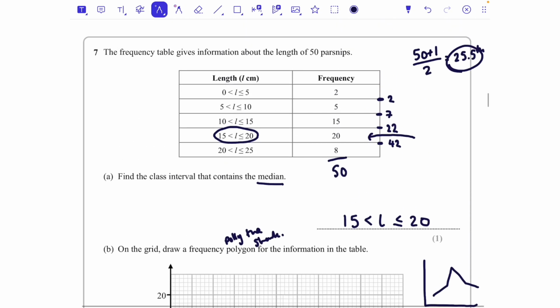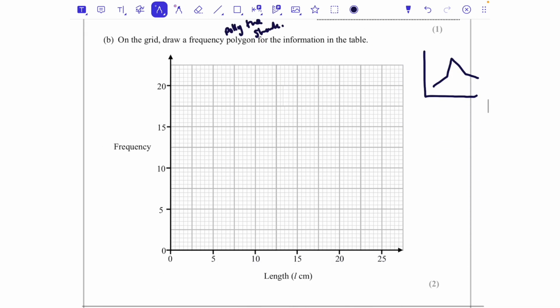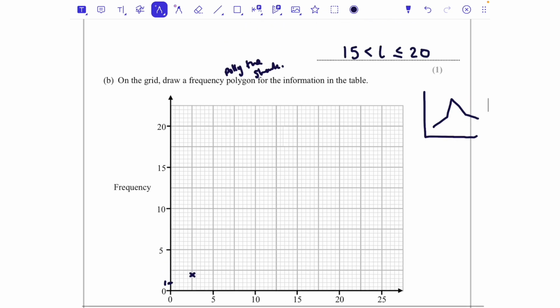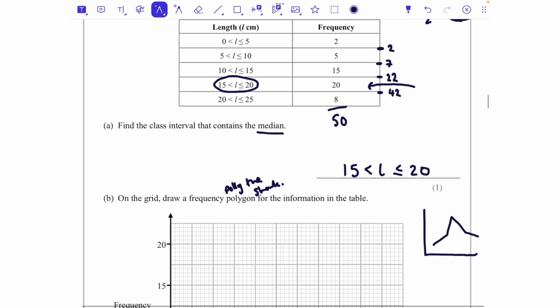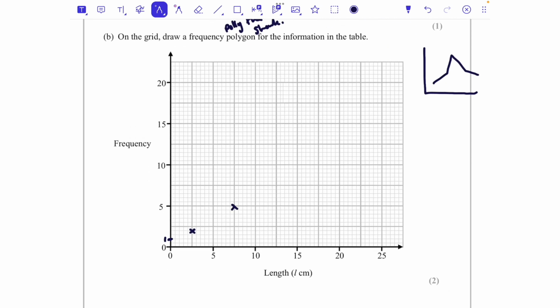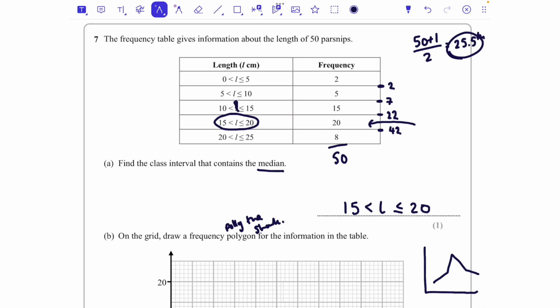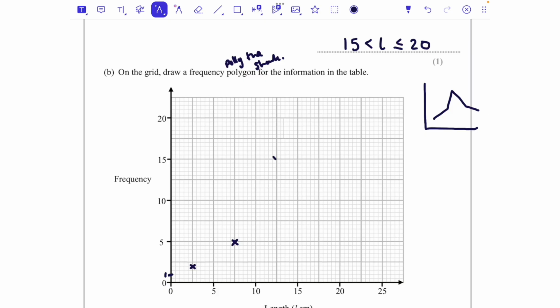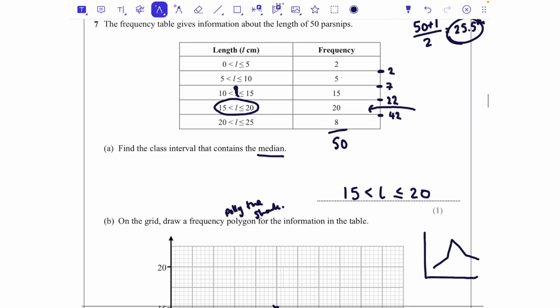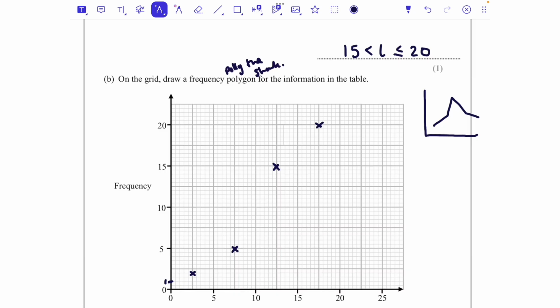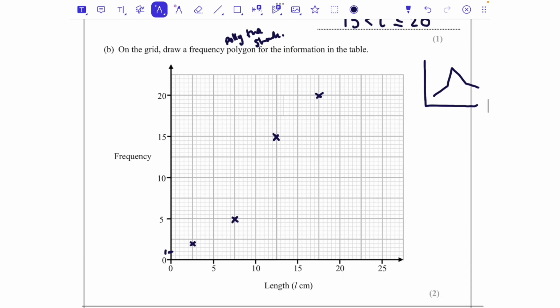So if we've got 0 to 5 and a frequency of 2, then we're going to go up to 2, which would be there. Every 2 squares is 1 in that direction. Watch out for that. So again, we're going to go in the middle of the category. So halfway between 5 and 10, we're going to go to 7.5 and go up to 5. The next category, we're going to go across to 12.5 because that's in the middle of the category there, and up to 15. So that'll be there. Next one is going to be 17.5 and up to 20. And last but not least, we've got 8. And that's going to be at 22.5. So let's go 6, 7, 8. There we go, like that.